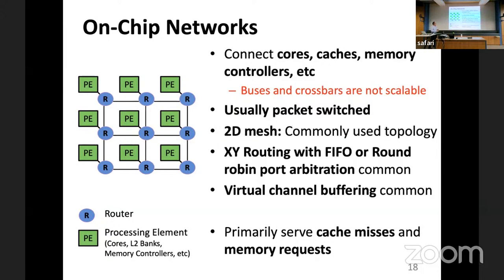Usually XY routing, because it's simple, with FIFO and round robin port arbitration in the router is common. FIFO and round robin are simpler, clearly, right? You go through the virtual channels and figure out which one is the first one that came and schedule that one first. Or you do a round robin across the virtual channels. For a given output port, you decide which virtual channel sends the packet based on that algorithm, right? And virtual channel buffering is common. So this was the state of the art in the early 2000s, for example, as we will discuss. But these networks are primarily serving cache misses and memory requests. But as we discussed, these processing elements could be different, clearly, right?